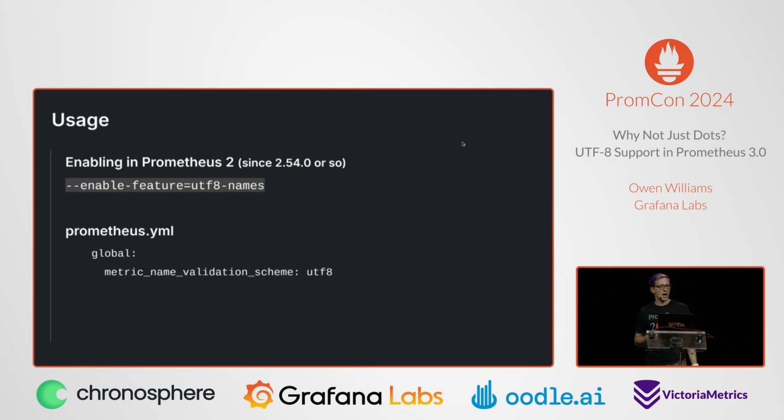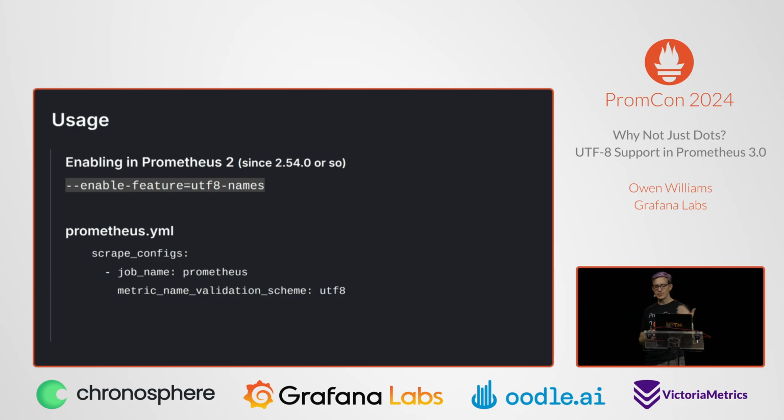Usage. In Prometheus 2, since a version I don't know exactly which, we've had a feature called UTF-8 names. This will turn on this behavior. That turns Prometheus into UTF-8 mode globally, but it still defaults to legacy validation on all scrape endpoints. So if you also want it to allow UTF-8 metric names, you can set this global flag in your config to allow UTF-8. Or you can set it on a per scrape config basis.